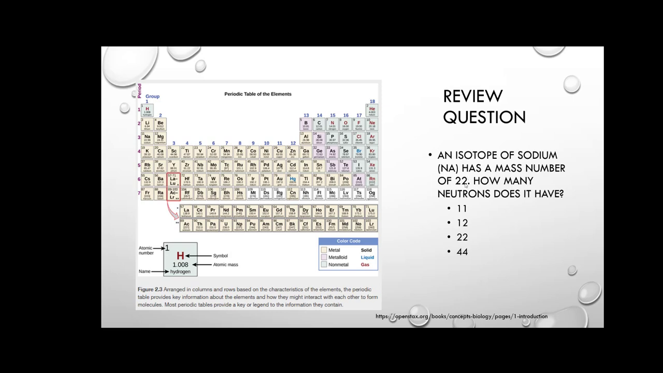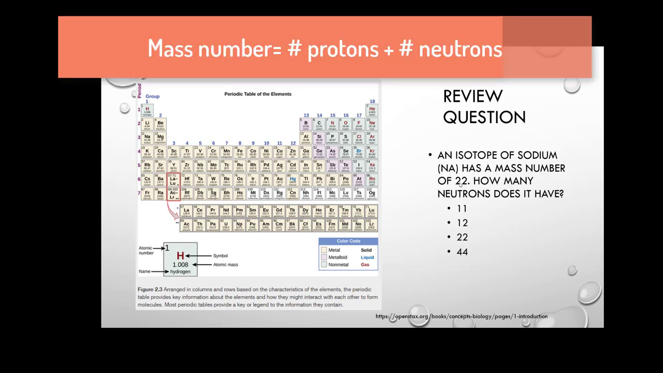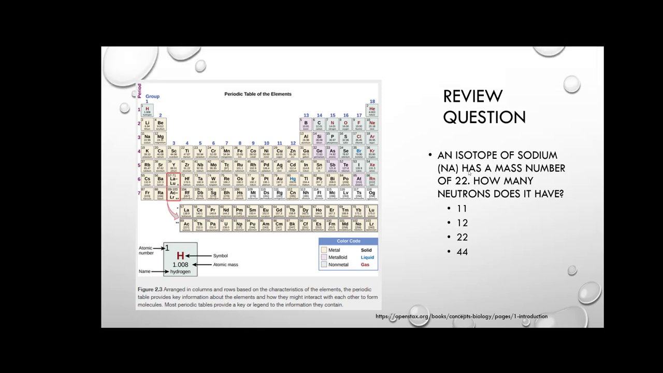So the mass number is 22. So we have to take a look. Remember, mass number is the number of protons plus the number of neutrons. So we have to figure out, first of all, how many protons it has by looking at its atomic number. Sodium is Na. It has 11. So that's the number of protons. So we now know what the number of neutrons is, right? So 22 minus 11 is 11. Okay, so that's the answer.